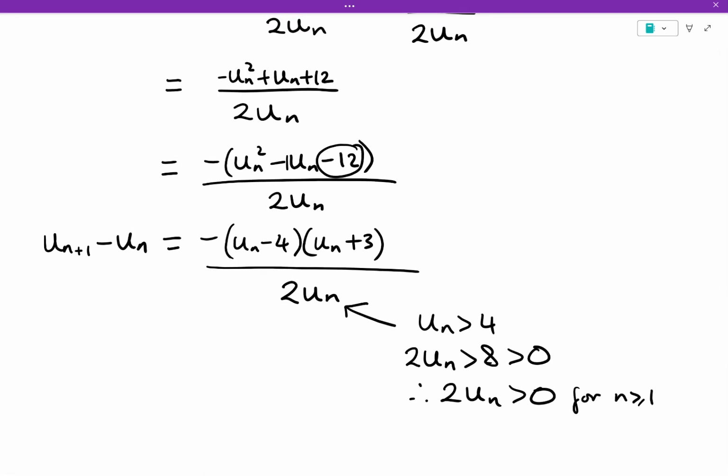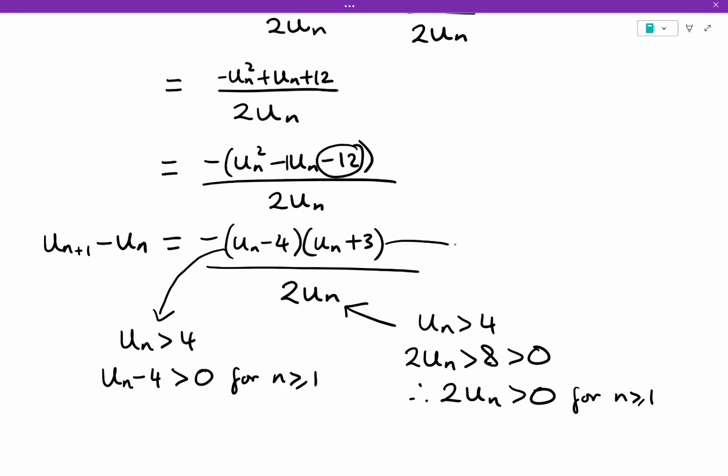Now let's consider my numerator. For the first bracket I've got here, u_n subtract 4, well, we know that u_n is greater than 4, as that's what was given in the initial question. I want u_n subtract 4, so I'm going to subtract 4 from both sides to get u_n subtract 4 is greater than 0. So that must be the case for n greater than or equal to 1. So I know that that bracket is always positive.